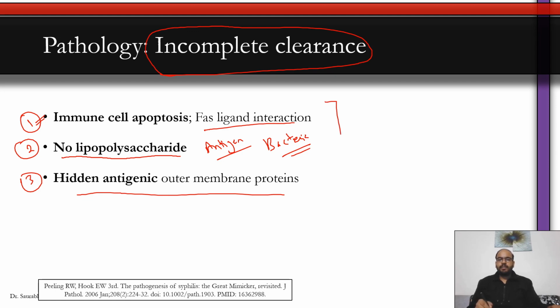And there are multiple theories. If you want to go into details, I'll put the link of this article in the description box, and you can go ahead and read the full article. It will tell you about various mechanisms by which Treponema pallidum actually evades our immune system. So let's move forward.